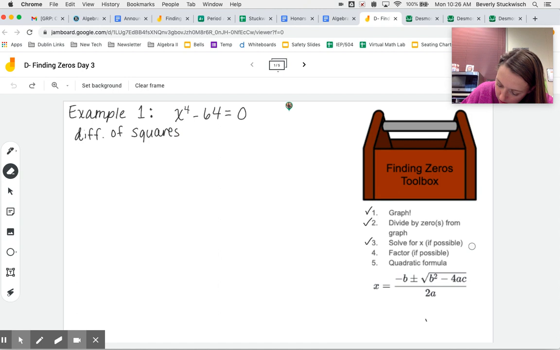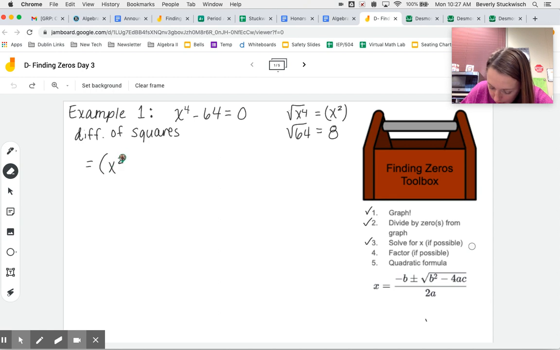So x to the fourth is just x squared squared, and 64 is just 8 squared. So we can rewrite this as x squared plus 8 and x squared minus 8. Now we've done the factoring. We're going to go back and solve for x. We don't need to use the quadratic formula here. I've got this down to 2 factors.